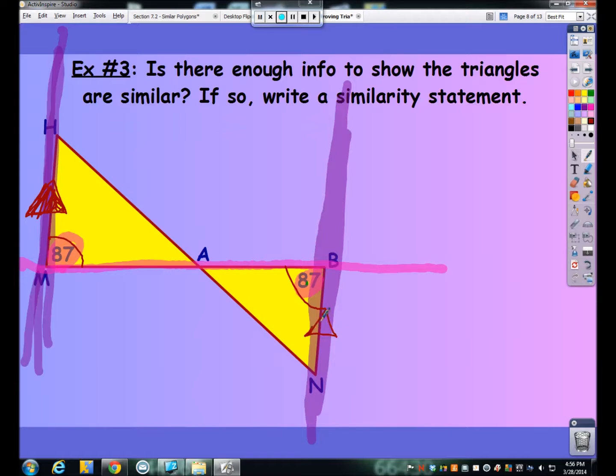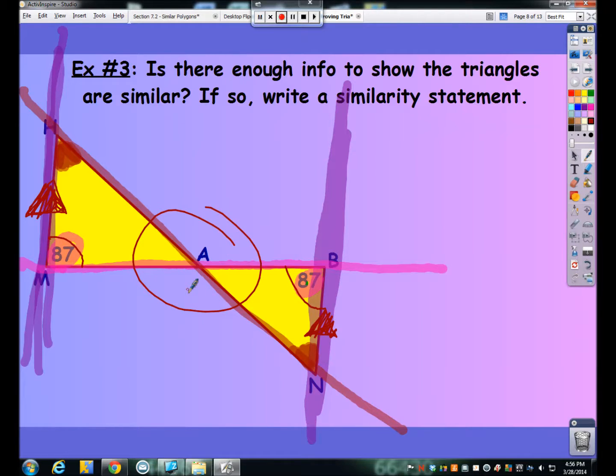HM is parallel to BN, which means if we refocused our attention on a different transversal, that means this angle, N, is congruent to this angle, H, because they are alternate interior angles, now with known parallel sides. So we could have completely ignored the vertical angles and still reached our angle-angle similarity conclusion.